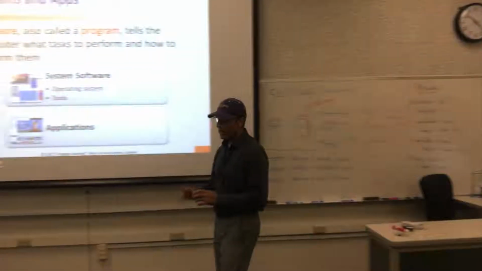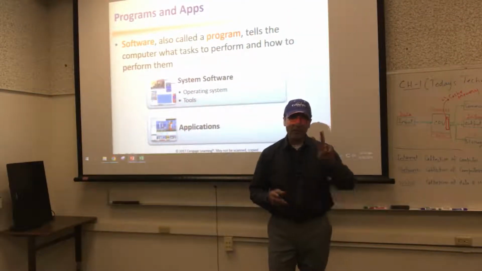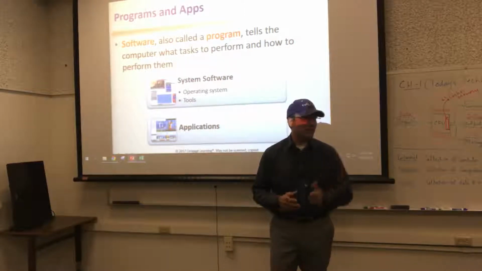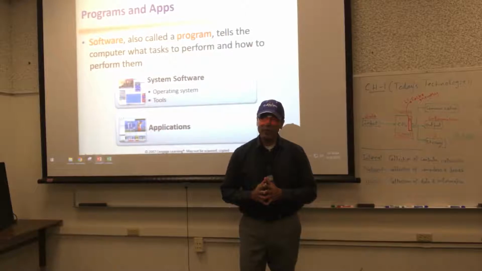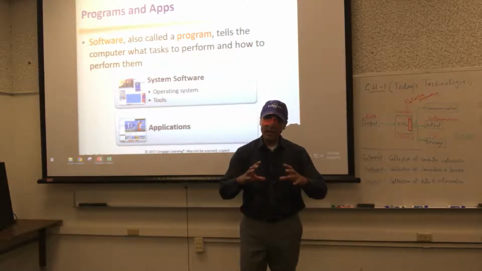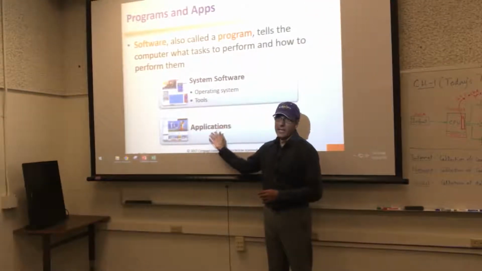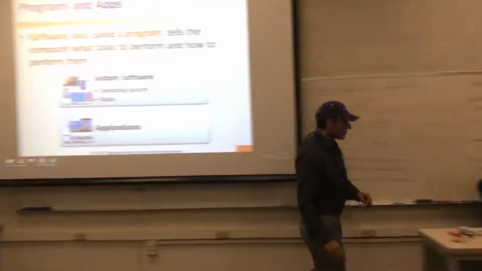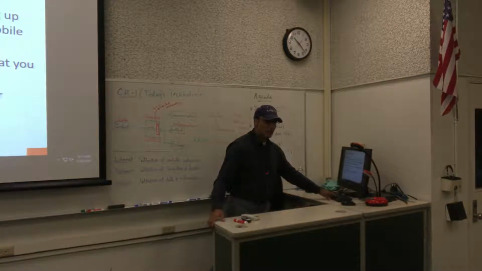The last part of the chapter talks about the difference between different types of software. There are 2 categories of software: system software and application software. System software are your operating systems, device drivers, utility programs, even some programming languages. They fall under that category. The application software, your Excel, Access, browsers, games, those are application software.